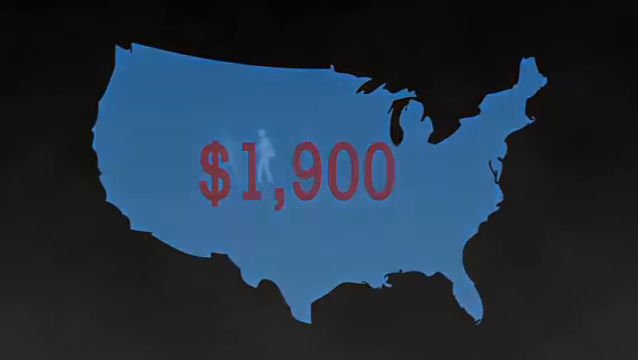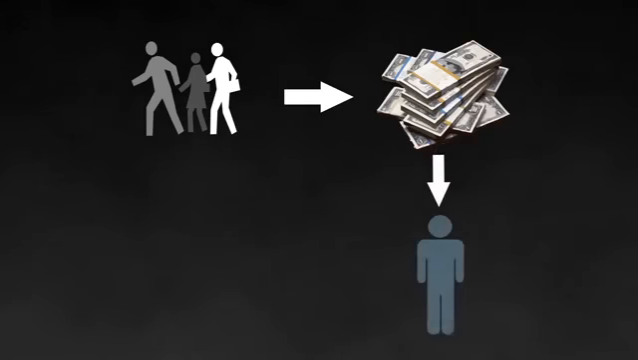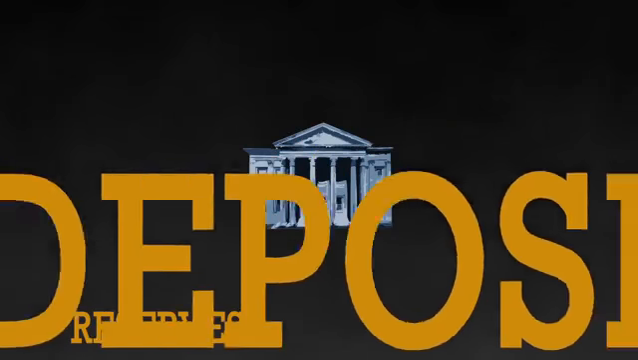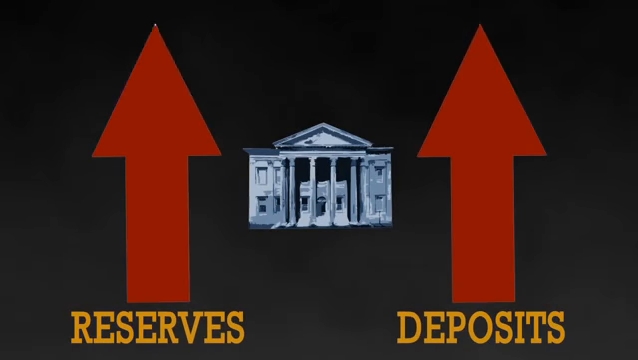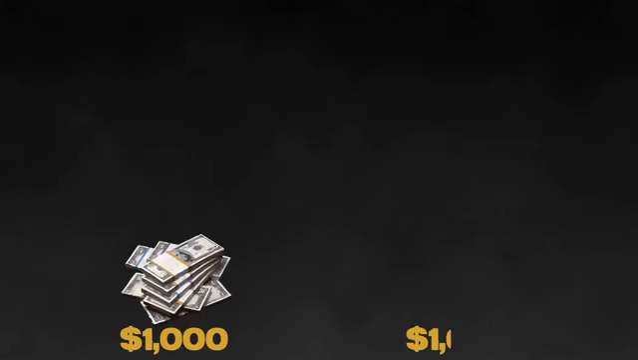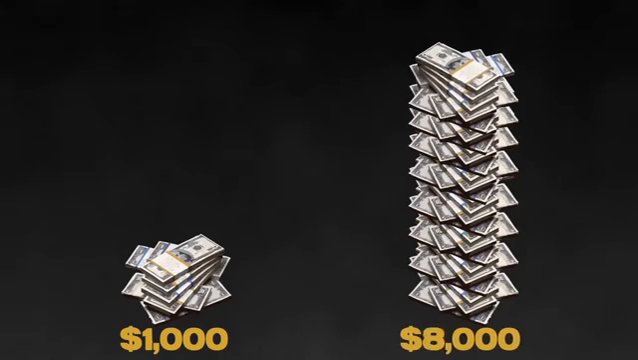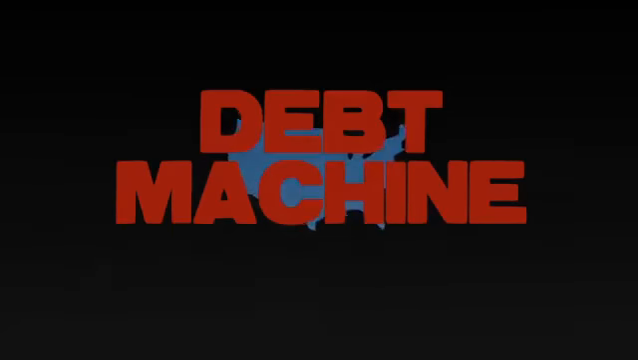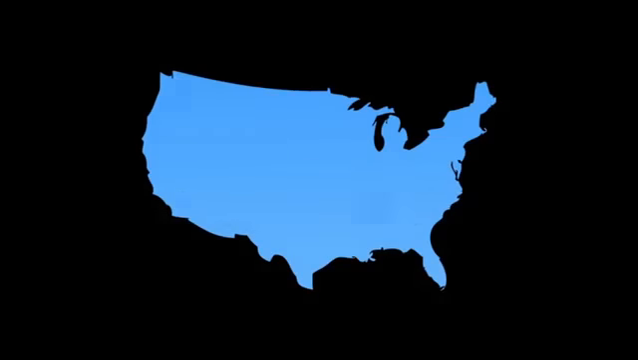Now the person that took the $900 loan spends that money. The payee then deposits the $900 into their bank account, and once again, reserves and deposits increase. This process goes on until that original $1,000 bond, which was created from nothing, becomes $10,000, making this one full-fledged debt machine while also devaluing the dollar. The more money that is out in the economy, the more the value decreases.